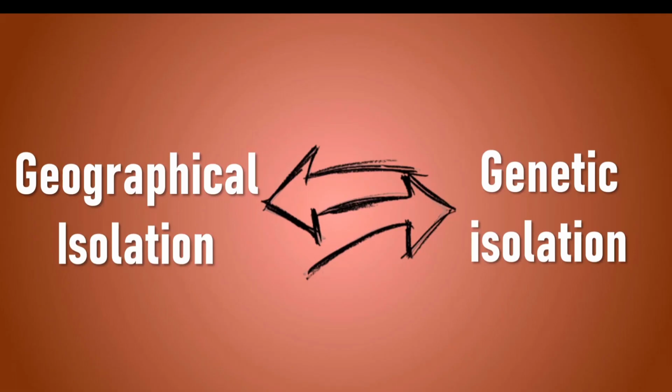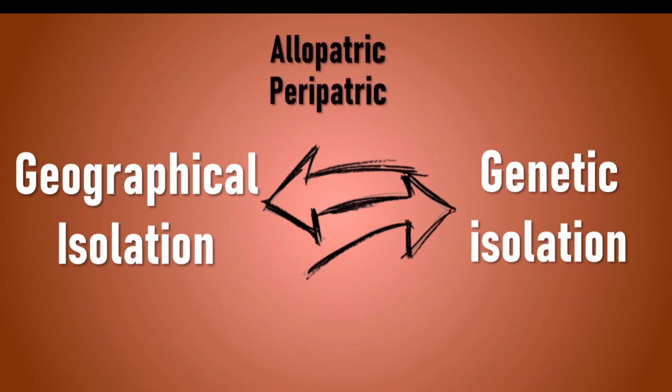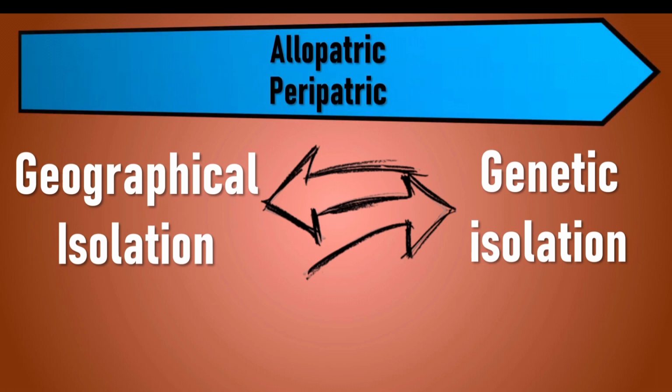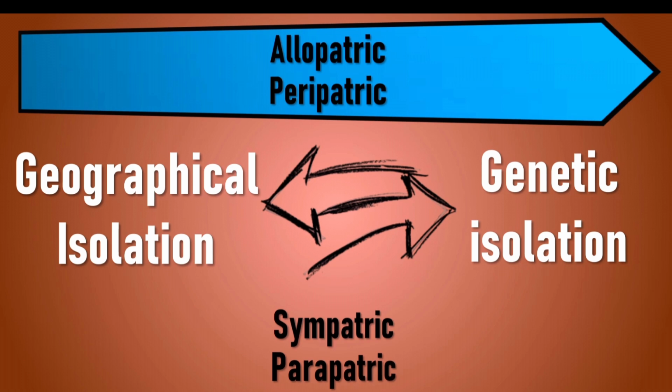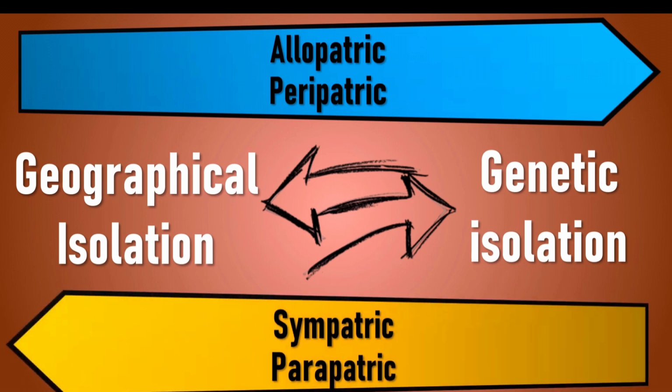In the case of allopatric and peripatric speciation, geographical isolation leads to genetic isolation. However, in the case of sympatric and parapatric speciation, genetic isolation leads to geographical isolation. We can also say that this is due to ecological isolation, as the genetic differences change the ecological behavior of the organism. Also, peripatric and parapatric speciation occurs in a small niche.